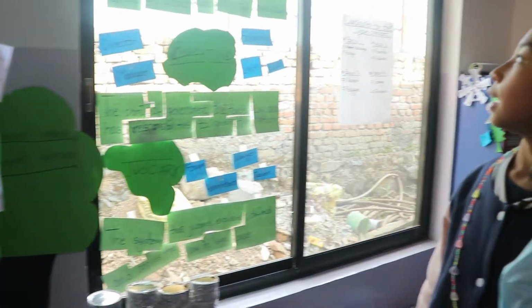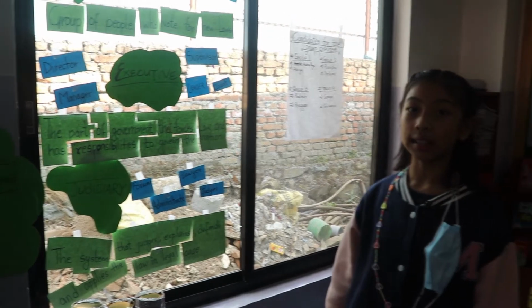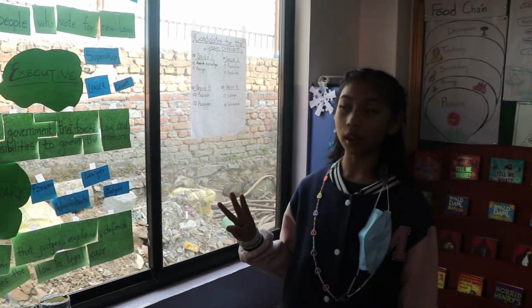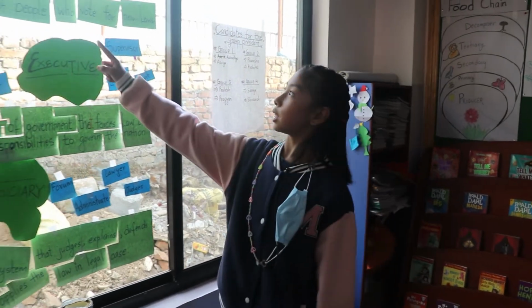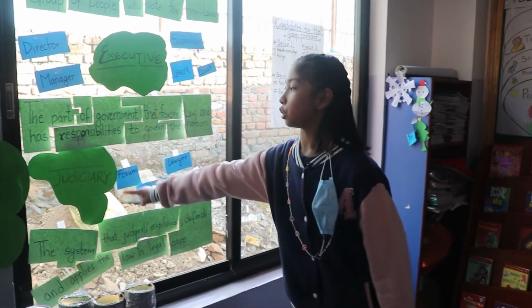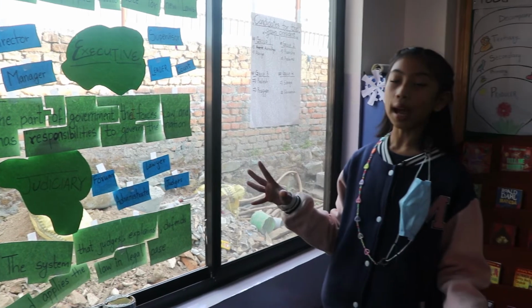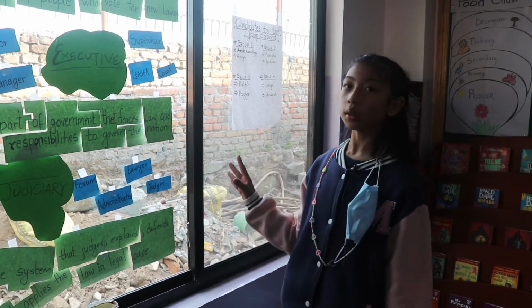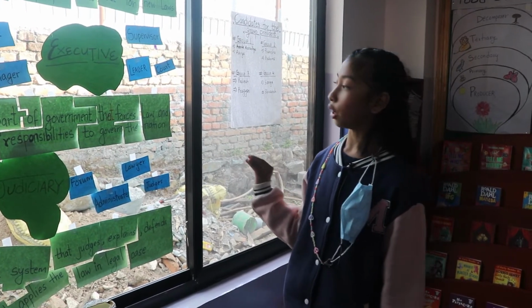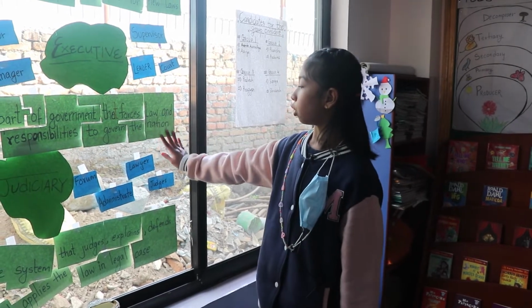As you can see, now we discovered that there are 3 branches of government, which are legislature, executive, and judiciary. Our teacher jumbled some words and we had to solve it. So after we solved the correct answer, we pasted it on this window.